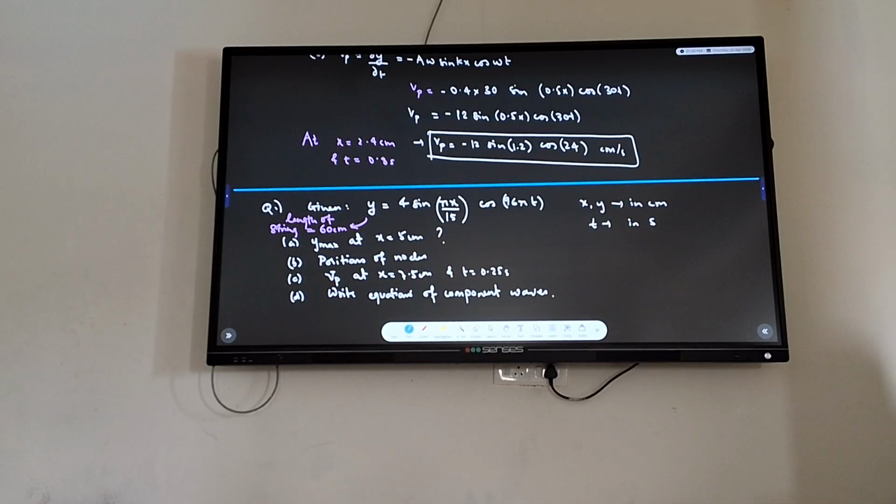What is the value of y max? Anybody? 2 root 3 cos pi by 2. That's not y max, I'm talking about y max. 2 root 3 centimeters. That's correct. 2 root 3 centimeters. That should be y max. What about the positions of nodes?